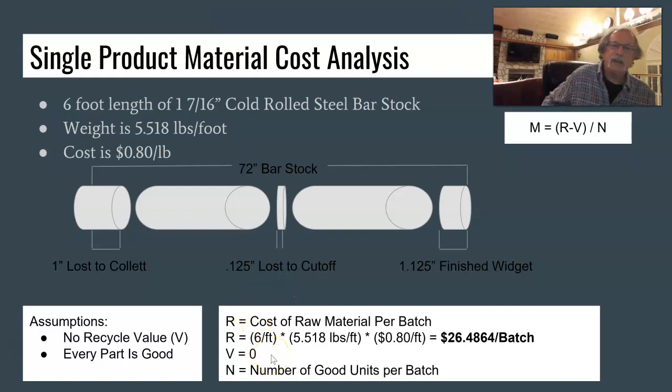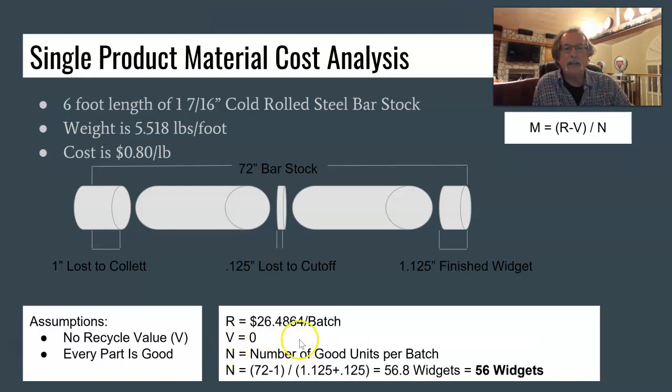So the cost of a batch is 6 feet times 5.518 pounds per foot times 80 cents per pound. I'm sorry, 80 cents per pound. So $26.49 per batch. We're saying there's no recycle value, and we're going to assume that every part is good.